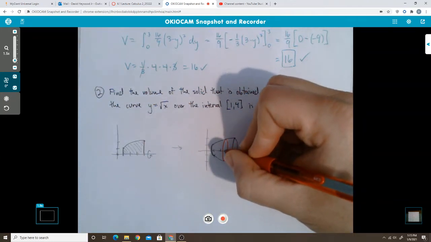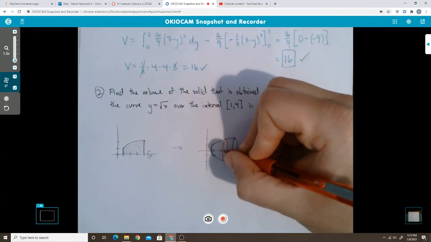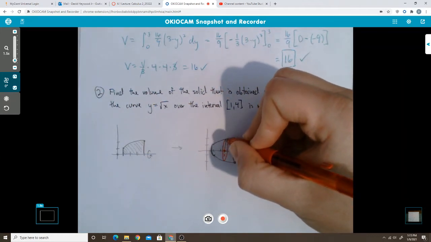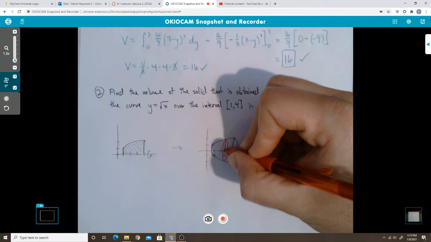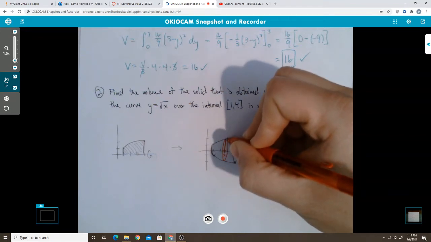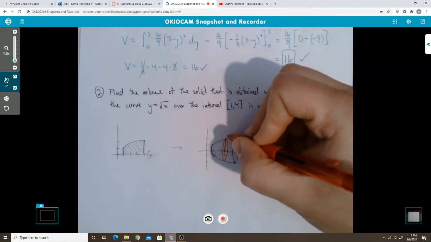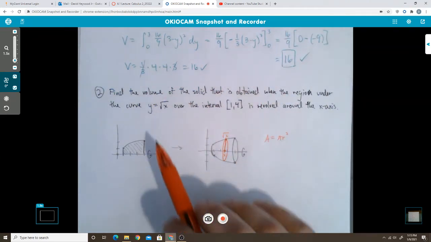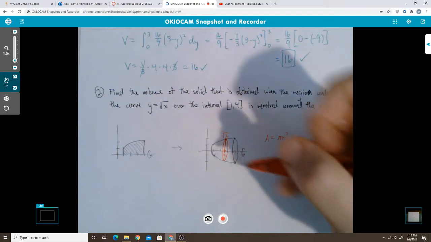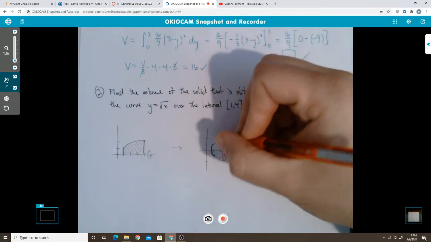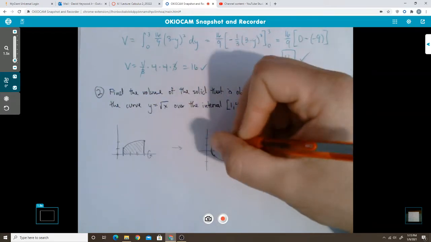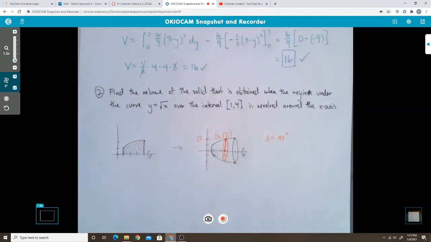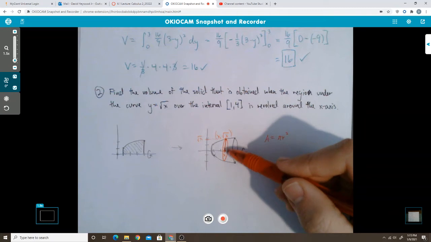Well, if this is x, then the radius is the function value right here, right? This is square root of x. Y equals square root of x. Or maybe I'll say it's the point x, square root of x, right? This is square root of x over here. But anyway, that tells you that the radius is going to be square root of x.